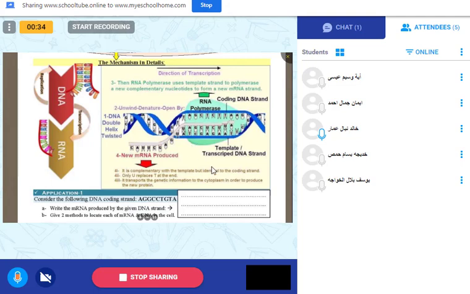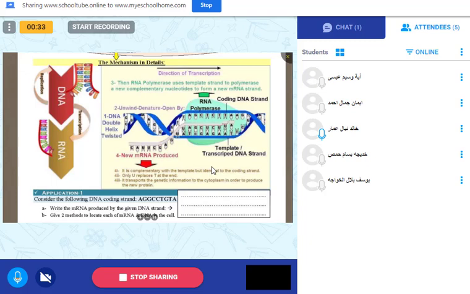The DNA is two strands, right? So in this piece, I want to move the DNA away, the two strands away from each other. Why? Because I want to copy one of them. Okay? I want to copy, Khalid, one of them.